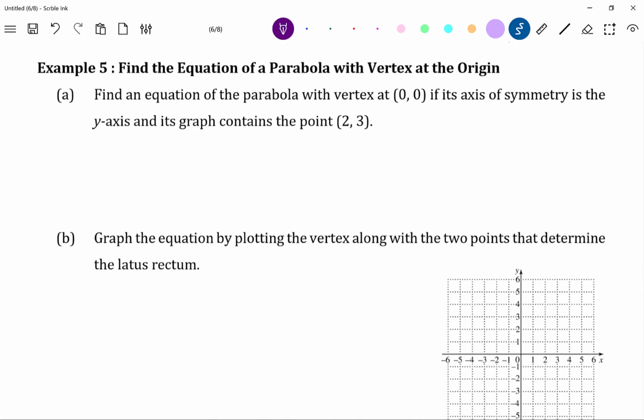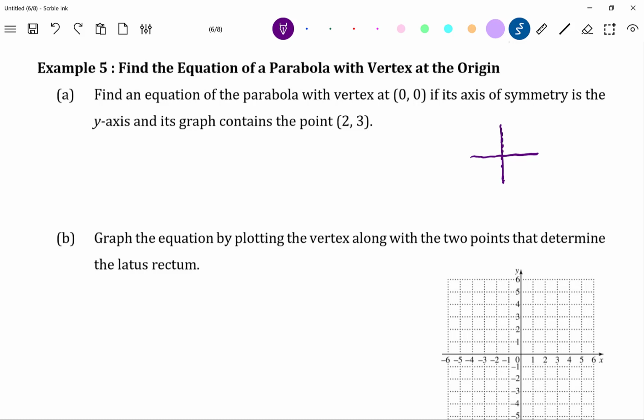Next question, find the equation of a parabola with vertex at the origin. Find the equation of a parabola with vertex at 0, 0, axis of symmetry is the y-axis. Well, this tells me that my parabola will have axis of symmetry with respect to the y-axis. That means it's going to be either a parabola opening up or opening down.